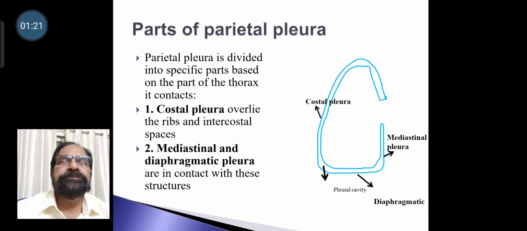Parts of parietal pleura. Parietal pleura is divided into specific parts based on the parts of the thorax it contacts. One is costal pleura that overlies the ribs and intercostal spaces. Then we have mediastinal and diaphragmatic pleura, which are in contact with these structures, that is mediastinum and diaphragm.